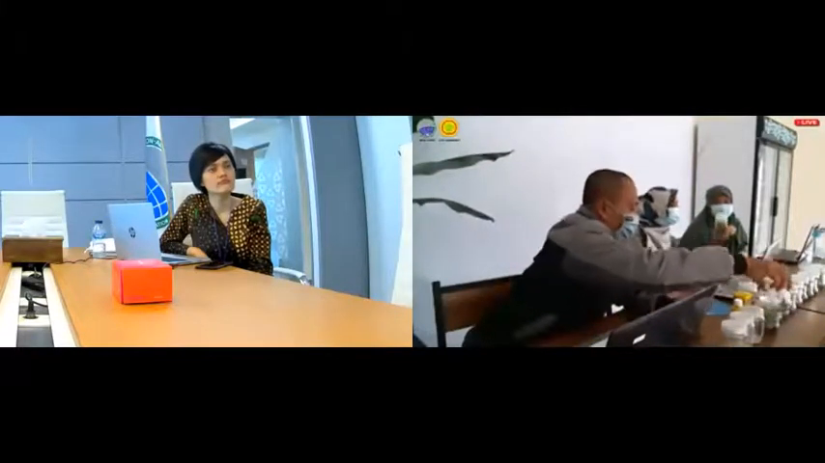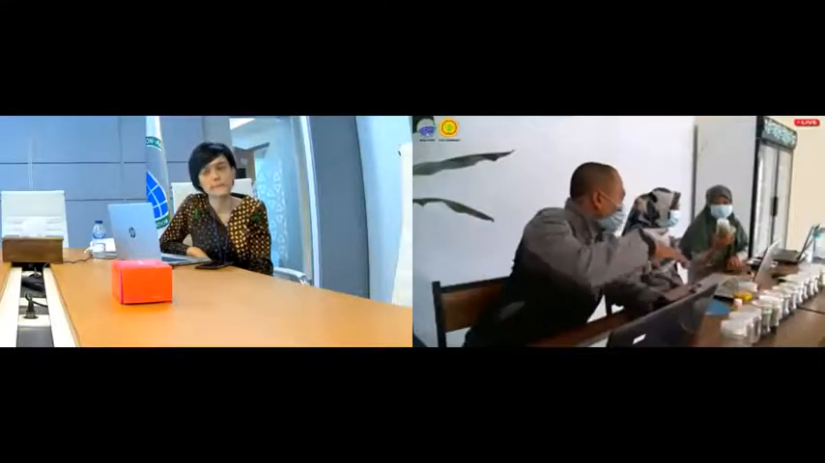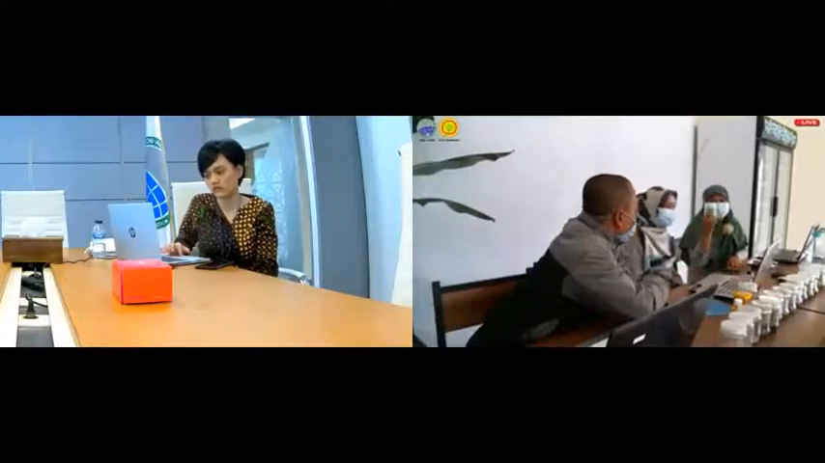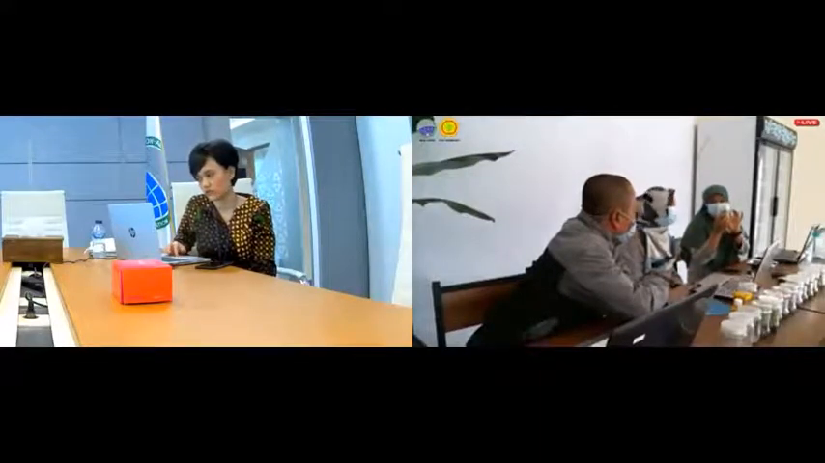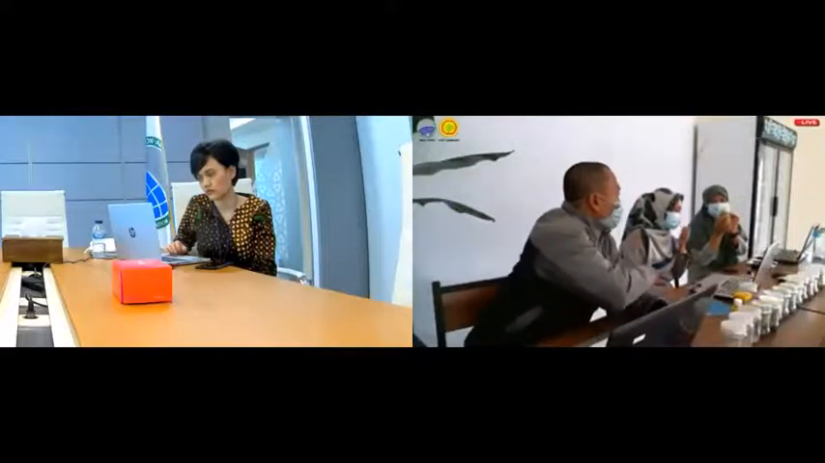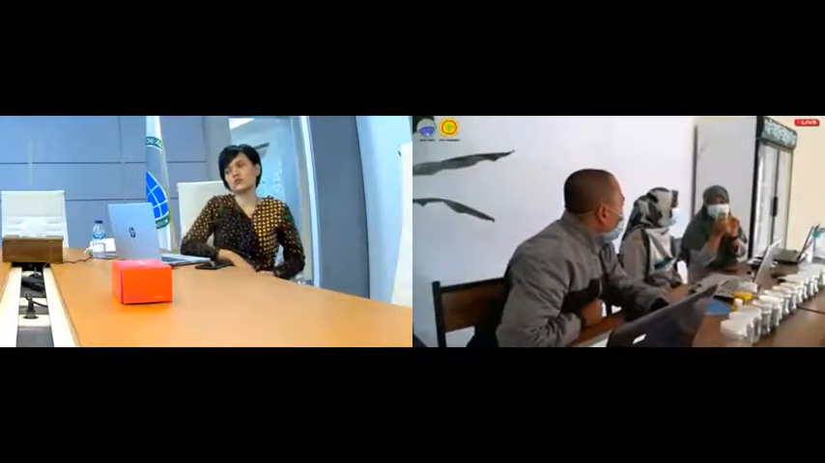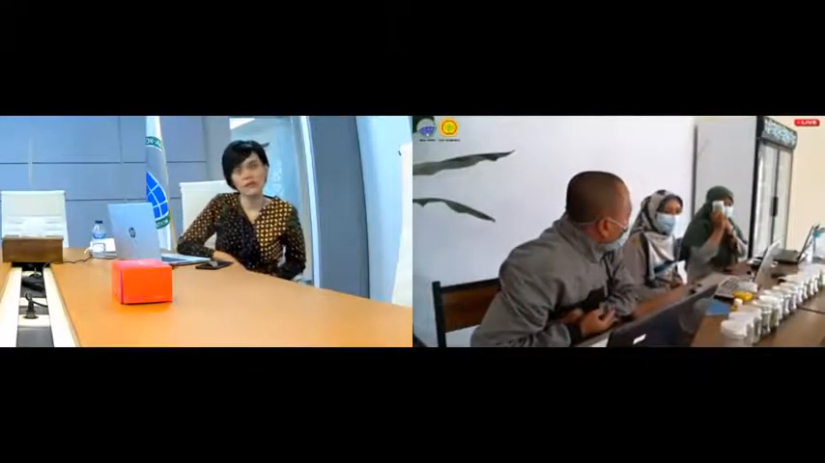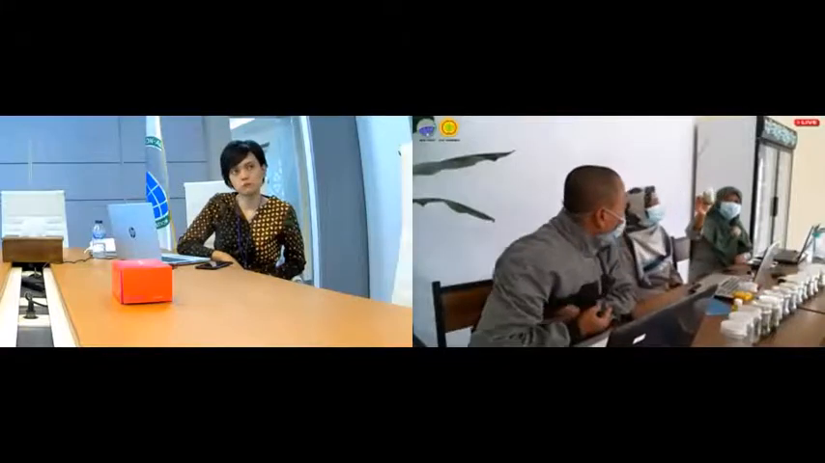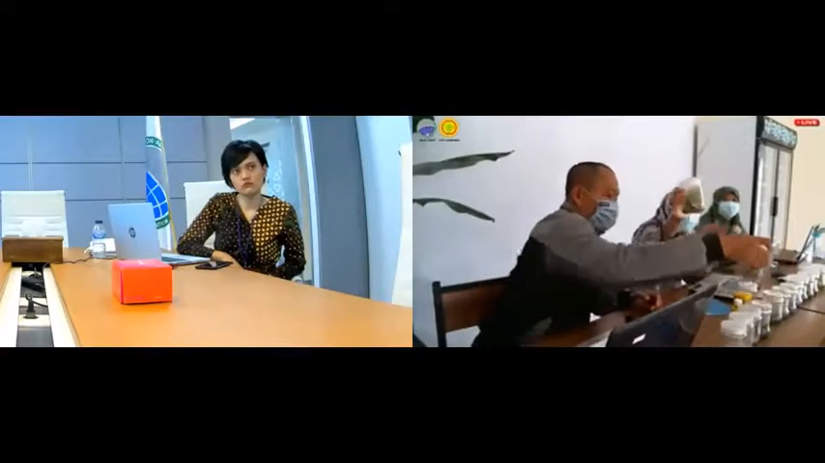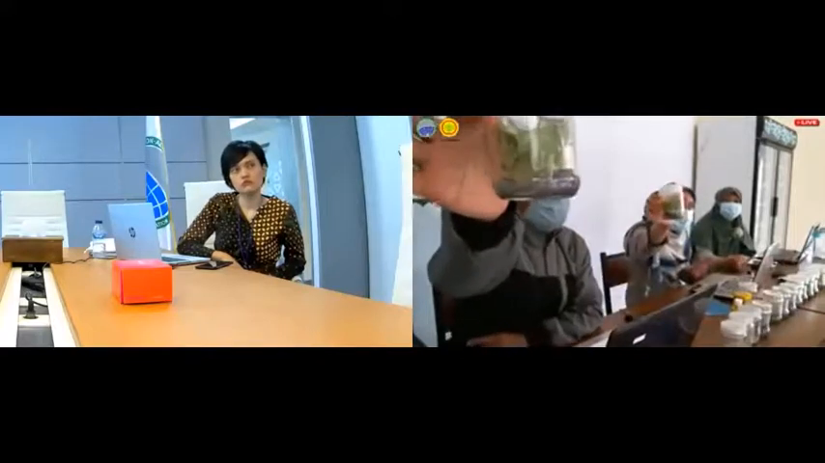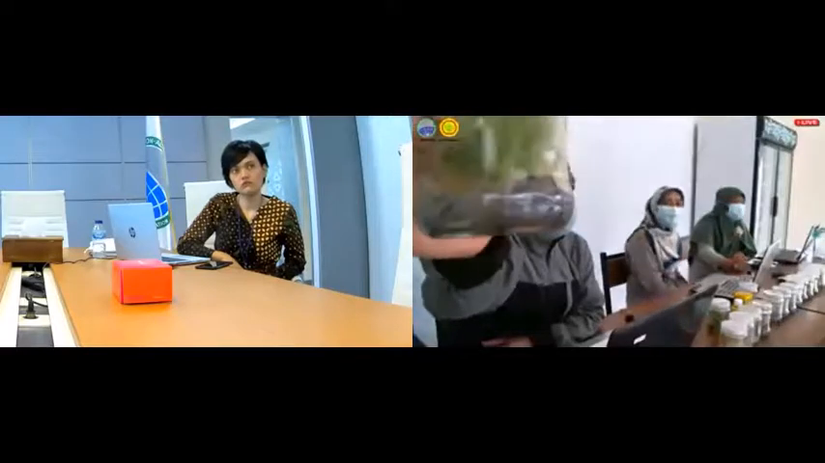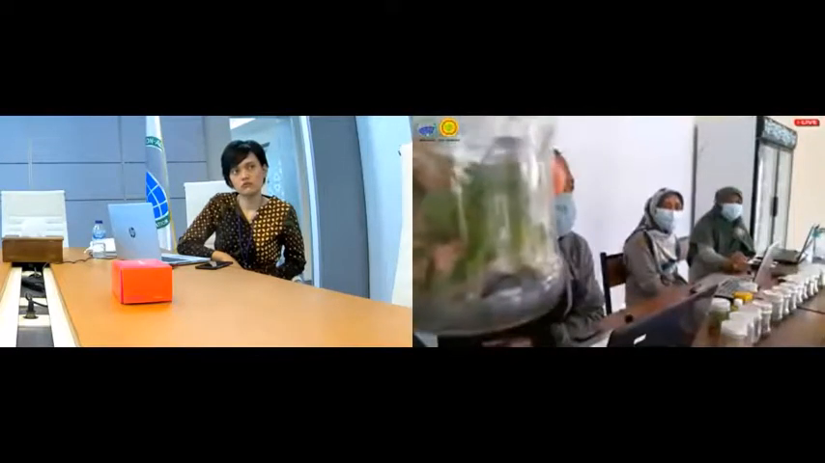For the volume, in this size of bottle we usually put about 20 milliliters of media. It's 20 milliliters in this culture bottle, and we can see the condition of the plantlets. If it's too dense, you can subculture it again, because sometimes there are big plantlets and small ones. You have to make sure there's still enough media for them.